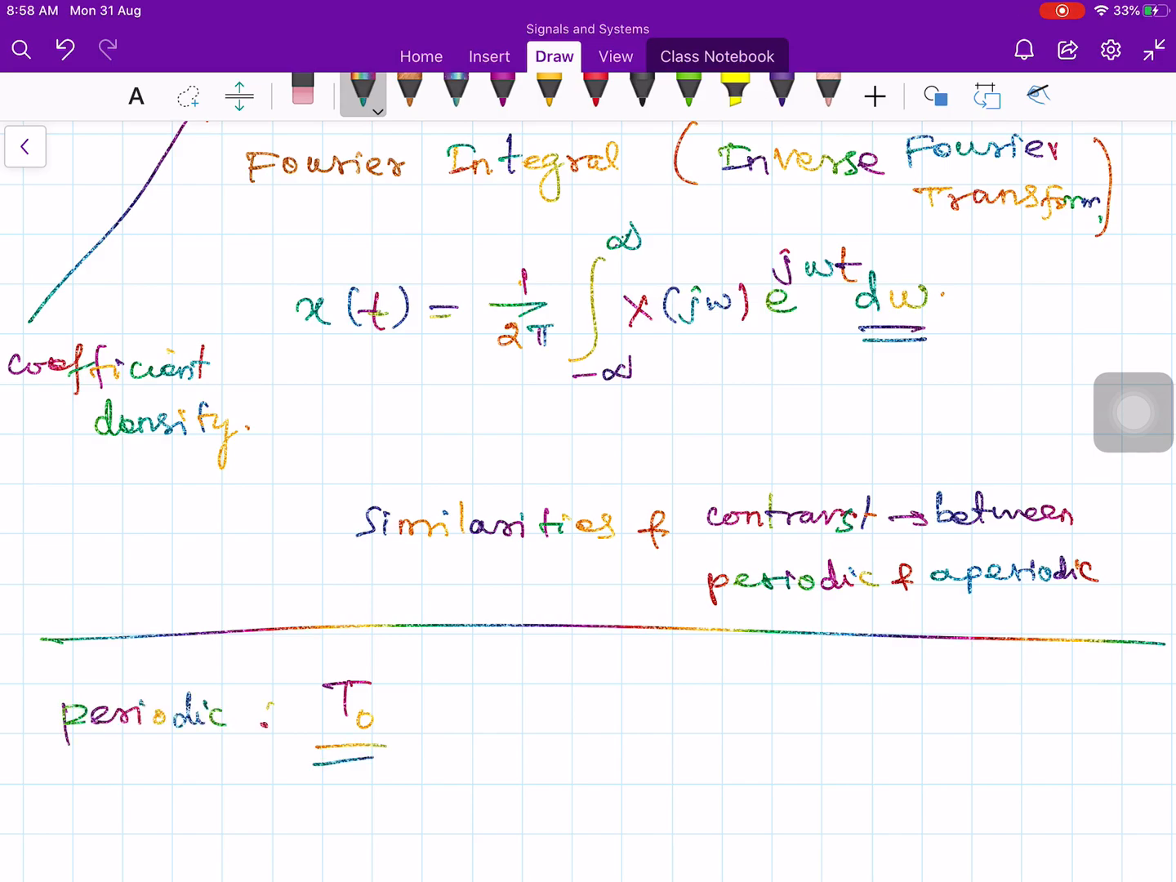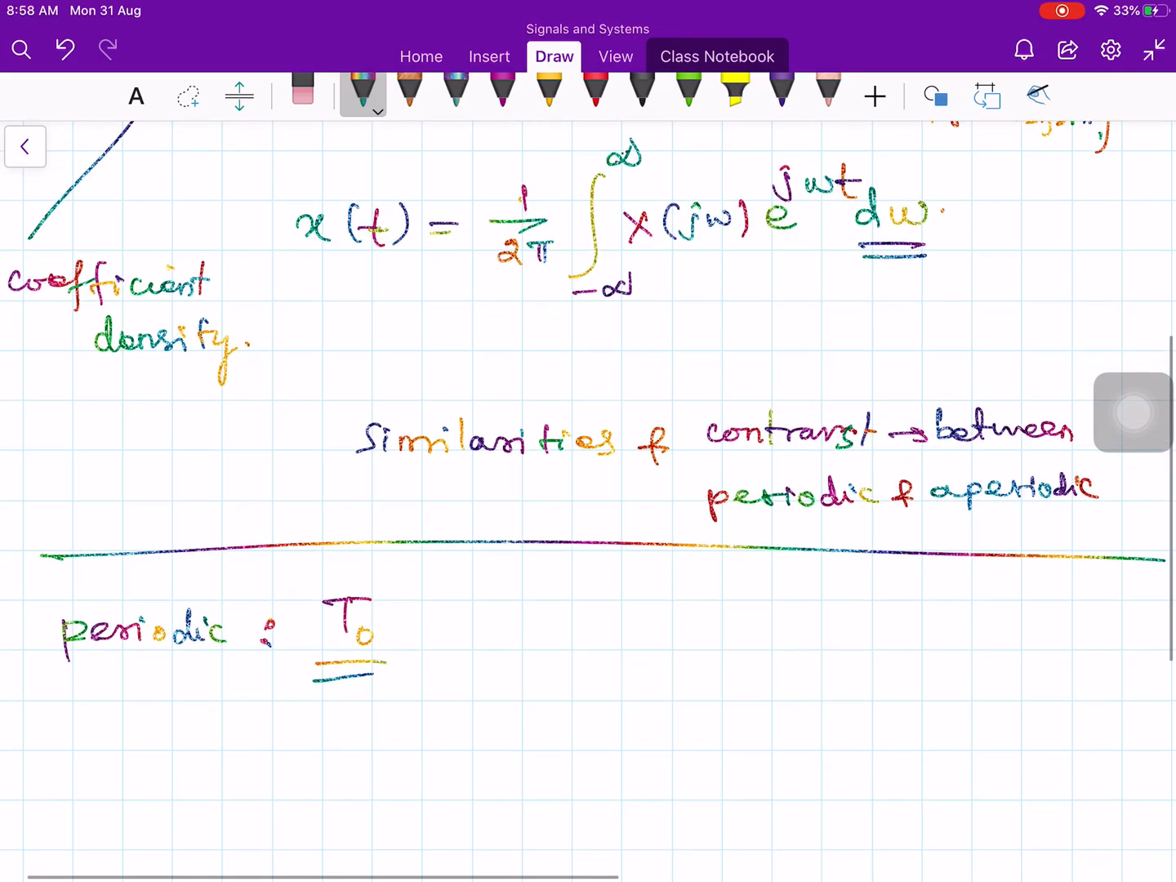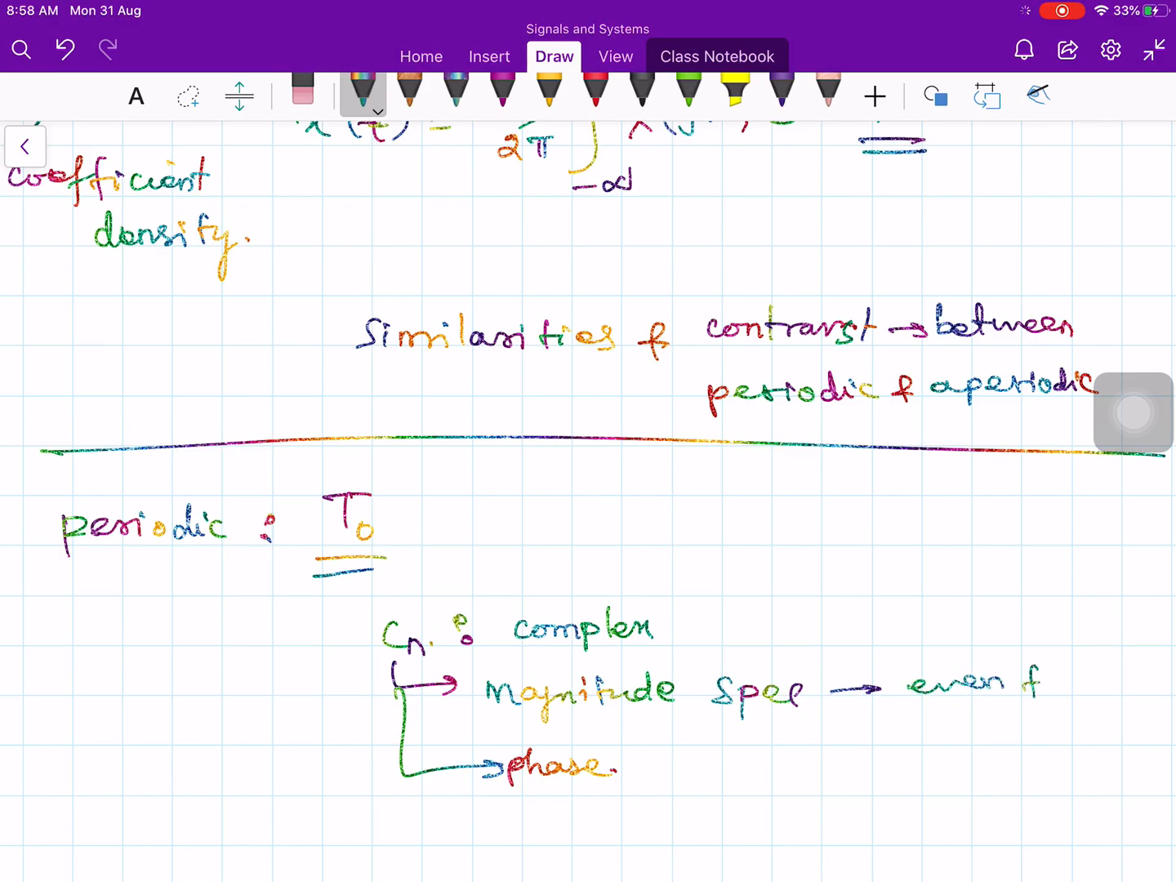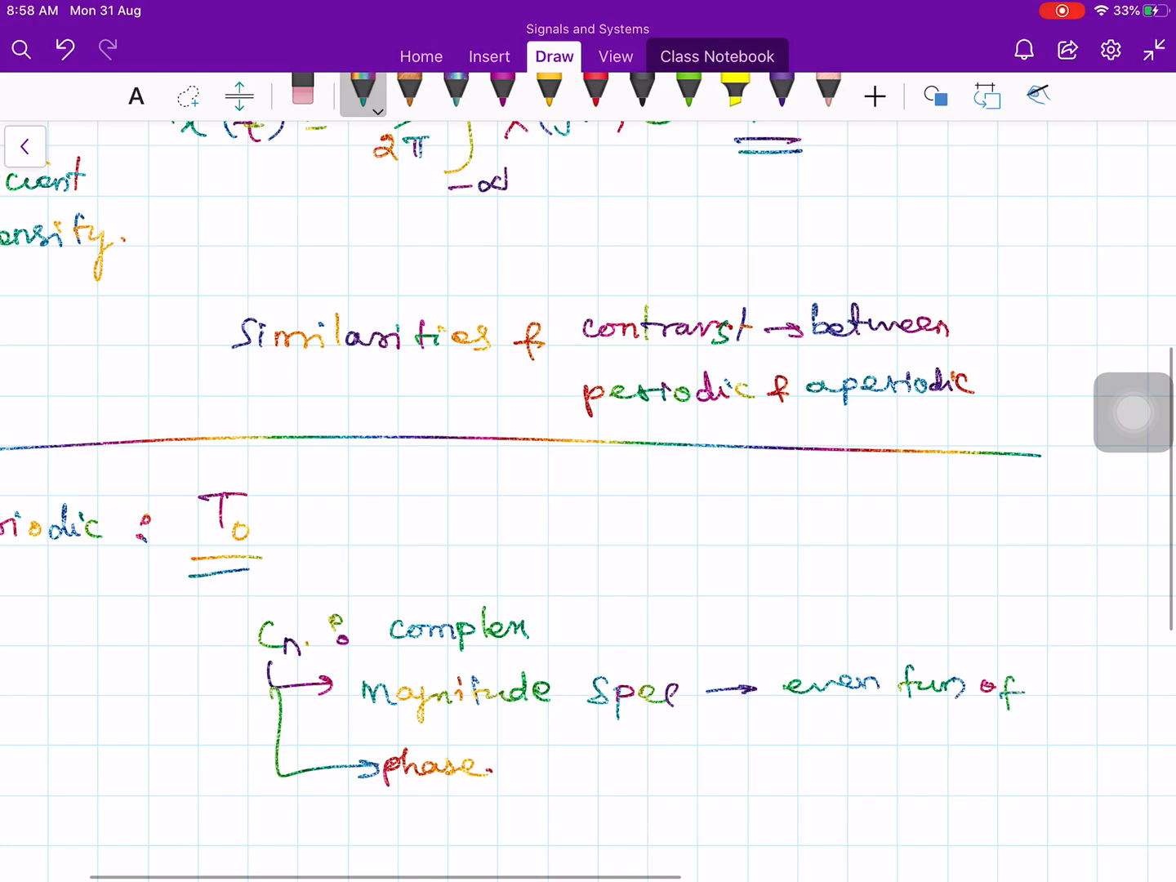then you have the Fourier series representation, that is, the Fourier series coefficients Cn. In general this Cn is a complex number. If it is complex, then it can be represented in terms of magnitude spectrum and phase spectrum. Any complex number can be represented in terms of magnitude and phase. And we also said that the magnitude spectrum is an even function of n, and the phase spectrum is an odd function of n.